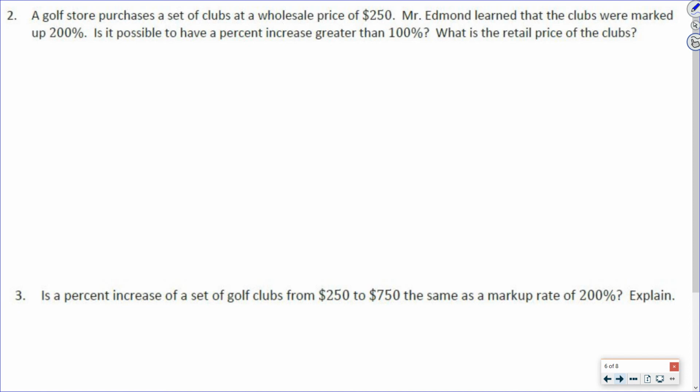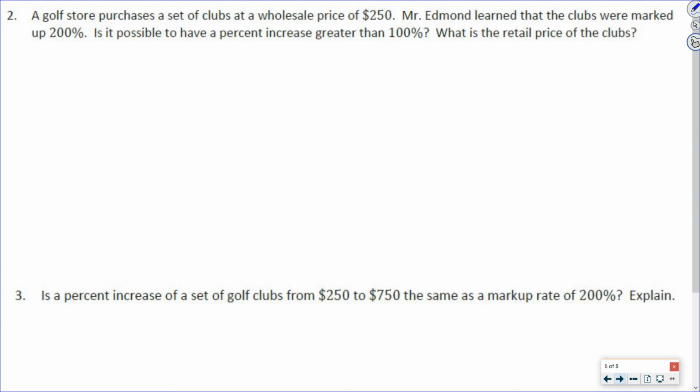Your tennis shoes are most likely the biggest culprit of these. If it costs $10 to make a pair of Jordans and you turn around and sell them for $300, that's a 3,000% increase. So it is possible to have yourself an increase greater than 100%. So what's the retail price of the clubs?